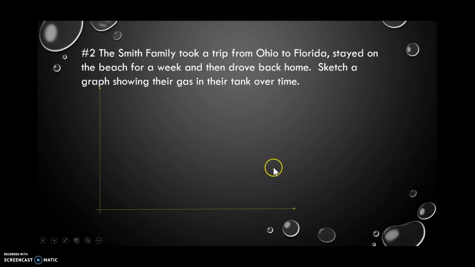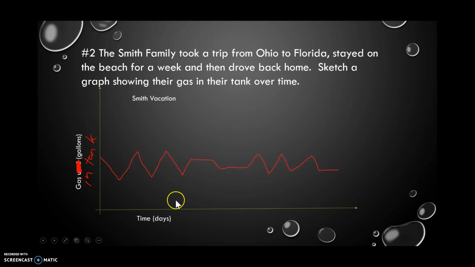Now let's go to the next one. Same thing: they're going from Ohio to Florida, staying on the beach, but sketch a graph showing the gas in their tank over time. Well, that's interesting, a different look at it. So go ahead and pause. And we're back. Okay, so here is our answer. The axes are gas in tank and time, and again time doesn't even have to say days. And it goes down, right?